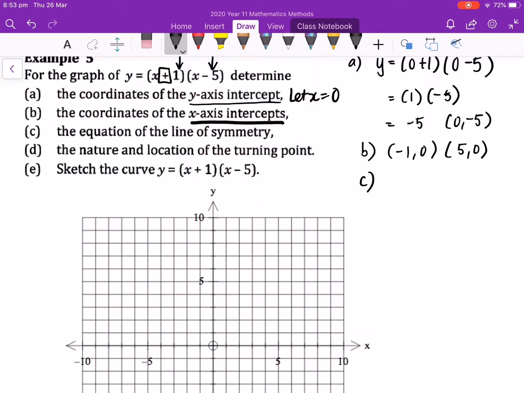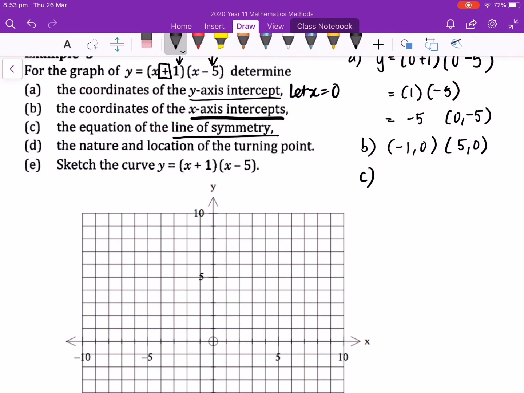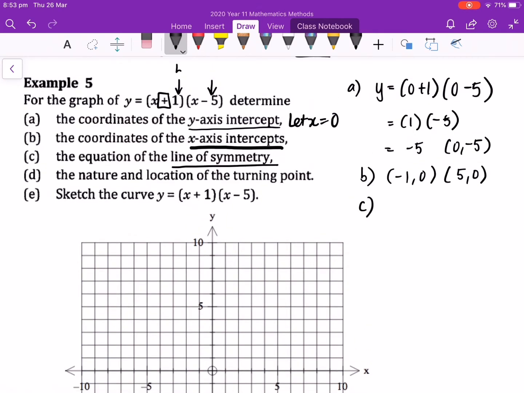Part C, I'm going to find out the equation of the line of symmetry. Now, like I mentioned before, it's going to be that halfway point. So I'm going to use this formula here to work it out. I'm going to use B and C. Now, this is B, this is C. So I'm going to go negative 1, remember, negative 1 plus 5, and divide it by 2. So this is my B plus C, essentially. Now I have 4 divided by 2, which is just 2. So that tells me that my line of symmetry is where x equals 2.